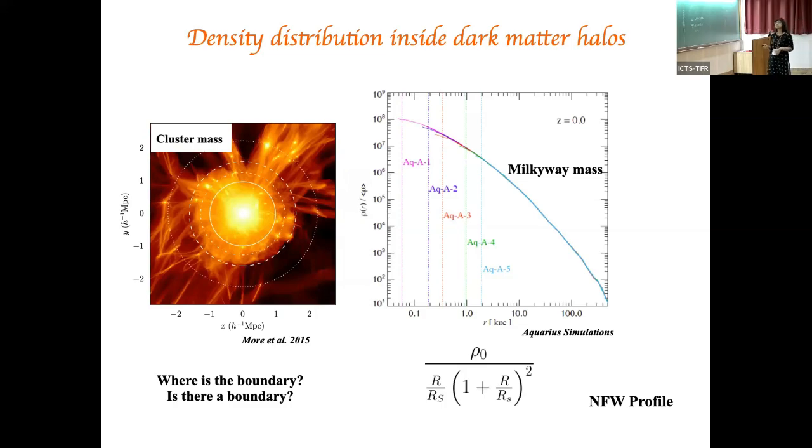It's been found in simulations that for dark matter halos, the density distribution of the internal structure is close to something called the NFW profile, where the density is shown on the y-axis and the radius on the x-axis, going away from the center of the halo. The density distribution approaches a logarithmic slope of minus one in the inner region and minus three in the outskirts. There have been deviations in both these regions, but largely, on average, it seems to follow something like an NFW profile.